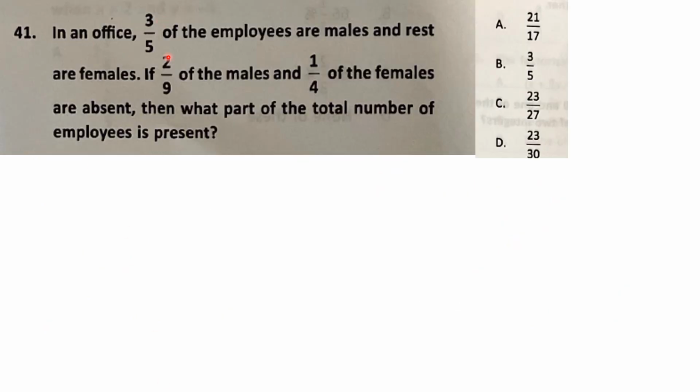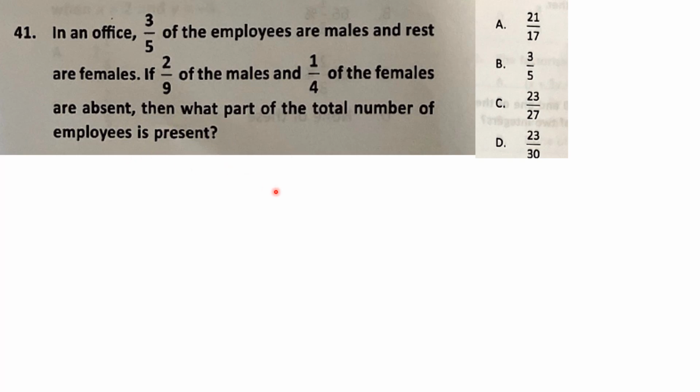In an office, 3 by 5 of the employees are males and the rest are females. If 3 by 5 are male, it means out of 5 parts, 3 parts are male. So the remaining is 2 parts, so 2 by 5 are female. And it is given that 2 by 9 of the males, males being 3 by 5 of the total employees, and 1 by 4 of the females are absent. Then what part of the total number of employees is present?